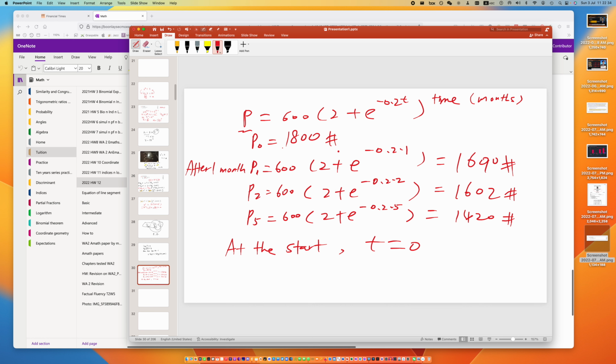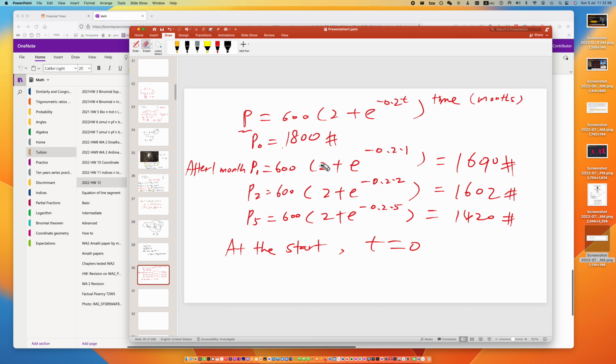Actually, you can do it mentally. You know why? 600 times 2. No, wait. This is e to the power of 0, right? You know e to the power of 0 is 1, like anything to the power of 0 is 1. So therefore 2 plus 1 is 3. So 3 times 600 is 1,800. Yes, 1,800. Mental math. Okay, good.